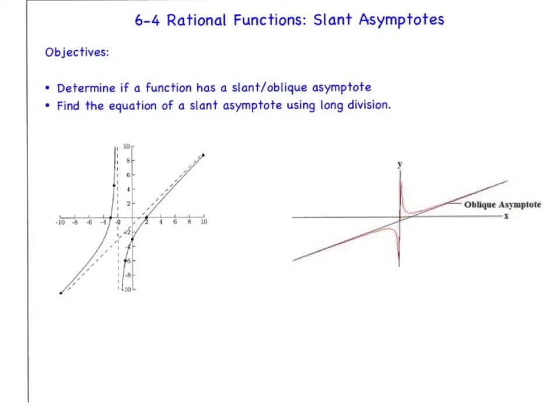This is the fourth video in the piecewise and rational functions unit. It's on slant asymptotes. Sometimes slant asymptotes are called oblique asymptotes, which you can see here. This is how you spell oblique.